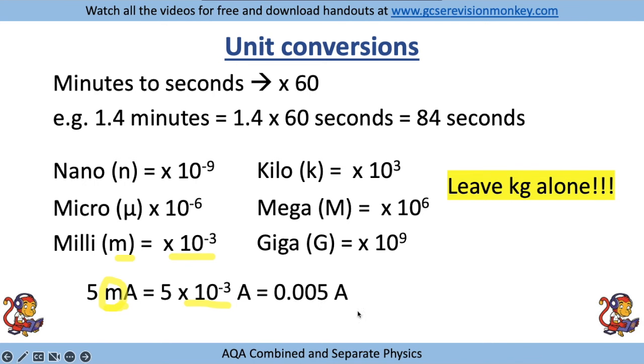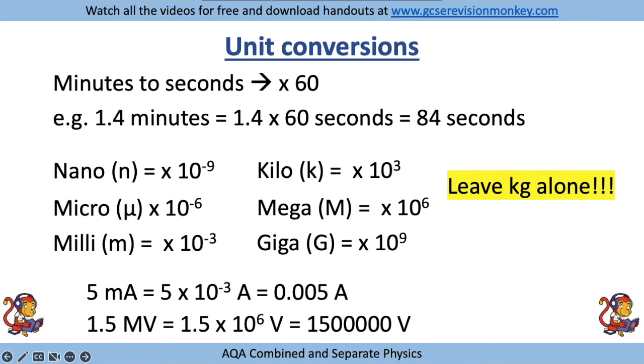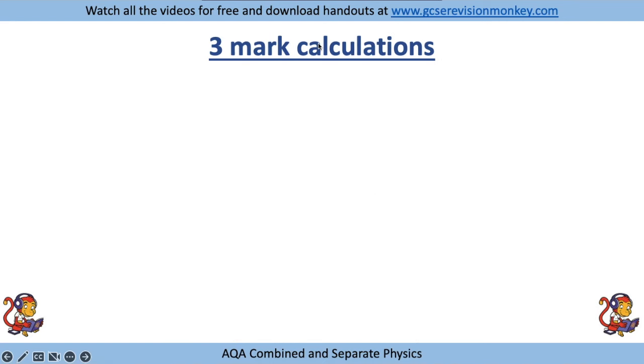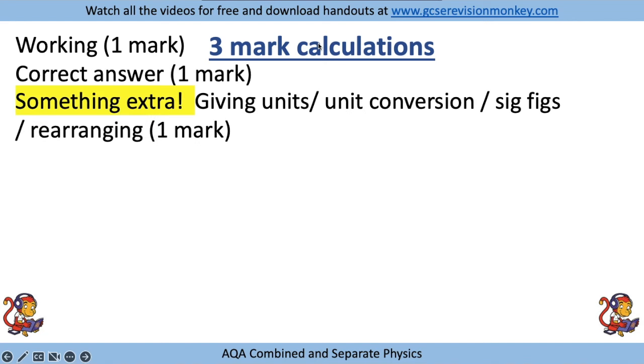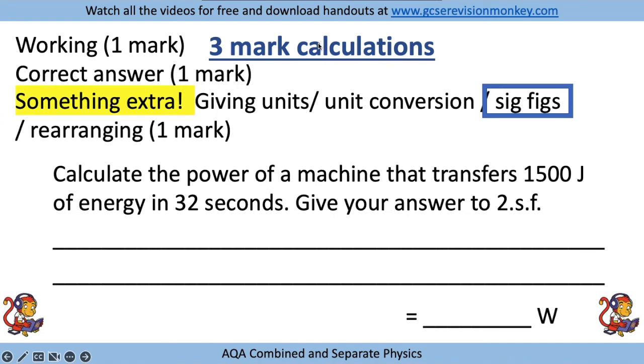Or if you had a capital M there, that would mean mega. So mega is times 10 to the 6. So you'd have 1.5 times 10 to the 6 volts, which is equal to 1.5 million volts. Another thing to look out for in 3-mark calculations is giving your answer in significant figures. So here we've got a similar question, but this time it says give your answer to 2 significant figures, and that's what you'd be getting the 3rd mark for.